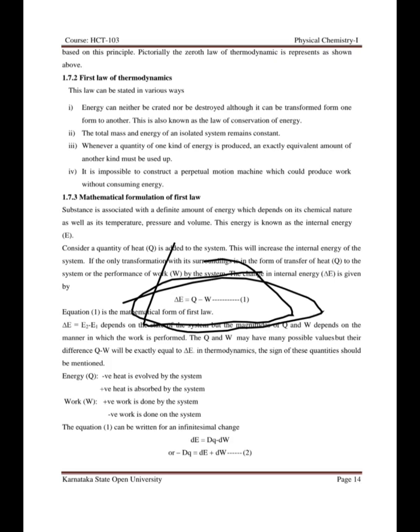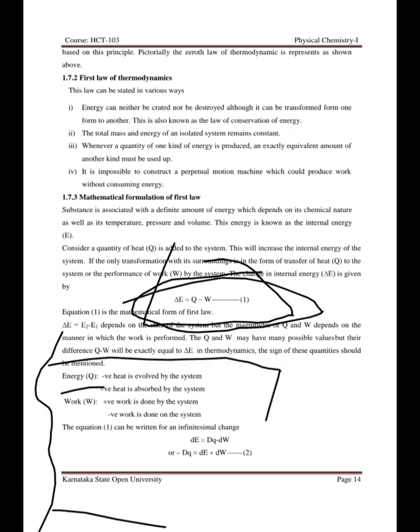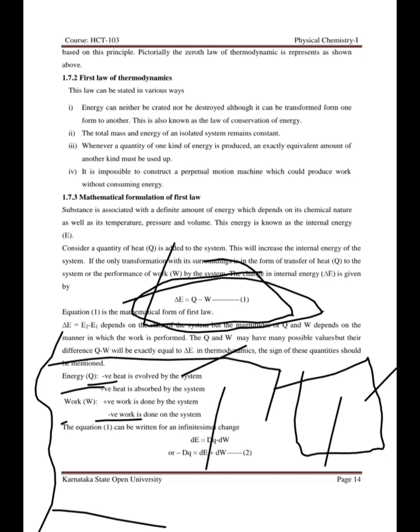Someone asked why the energy is in negative. I told you it will come next. If the heat is evolved by the system, it will be negative. Positive means heat is absorbed by the system. When the heat is absorbed by the system, it will be positive. When the heat is evolved by the system, it will be negative. Next, work: when the work is done on the system, the piston comes inside. If it goes outside, it will be negative. That is what the positive and negative signs indicate here.